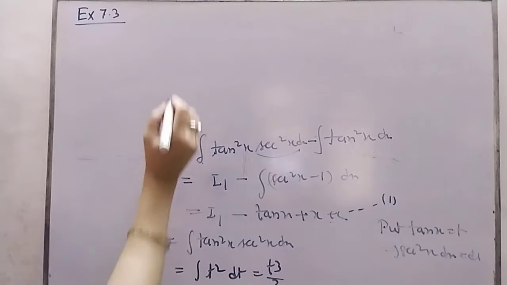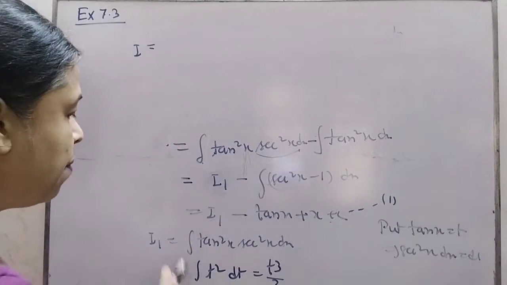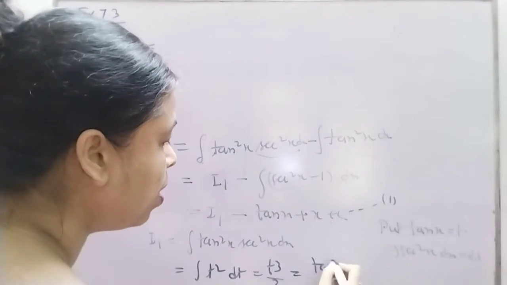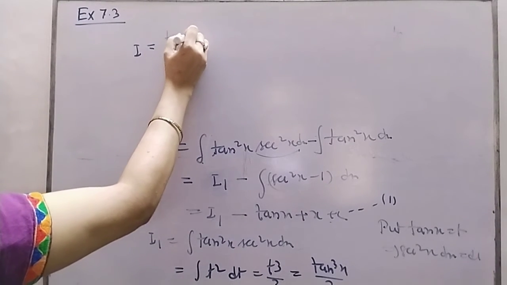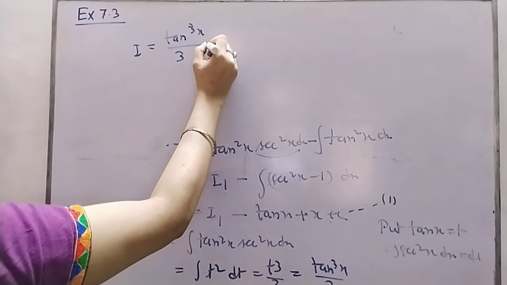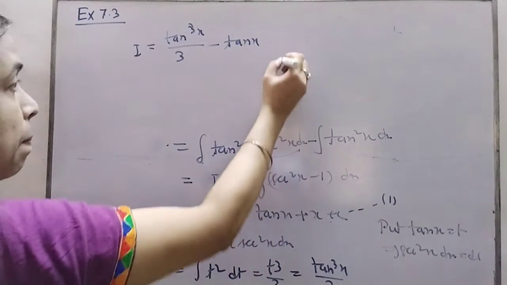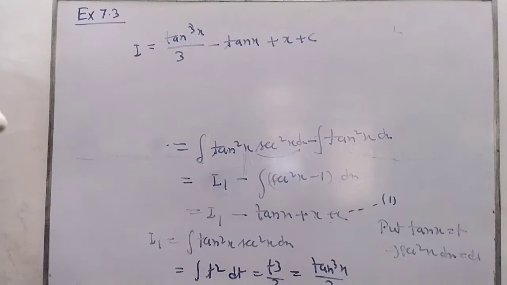When you substitute in 1, your original integral let us consider as I. I will be I1. I1 means t cube by 3, and t cube by 3 means tan cube x by 3. So it is equal to tan cube x by 3 minus tan x plus x plus c. So here is the solution of question number 16.